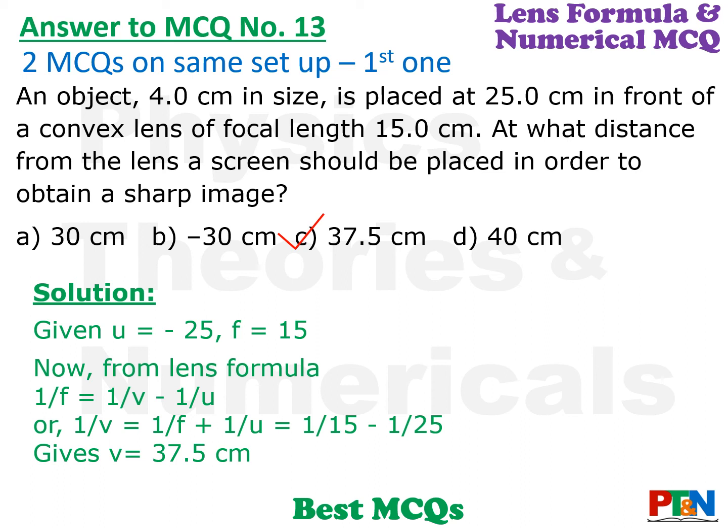Put in the formula, get the value of V. Because you have got U and F, you need to find out the value of V. So you got the value of V, 37.5 centimeter. That has come positive because it will be the other side of the lens.